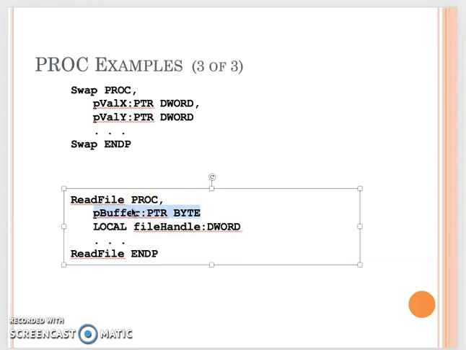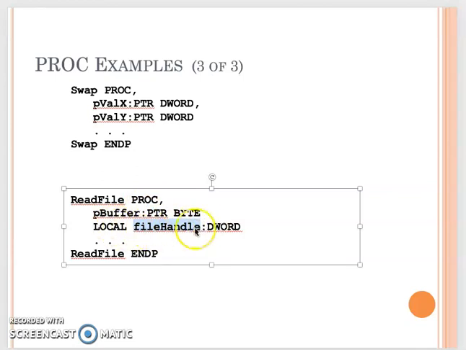But sometimes your procedure, remember, before we told you the procedure, we can have the parameter now after the PROC directive. But sometimes in your procedure, we also have the local variable we need to do. So the next example, we just want to show you the syntax. For example, your ReadFile procedure, you have a local variable called file handle.